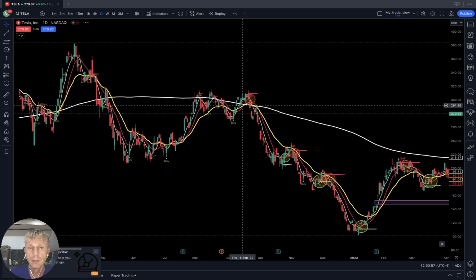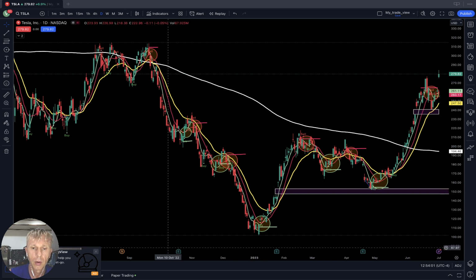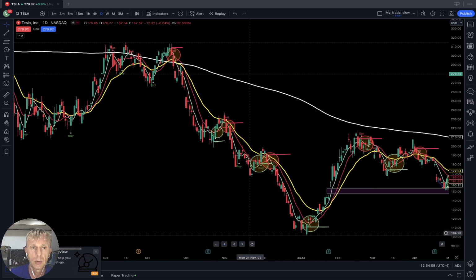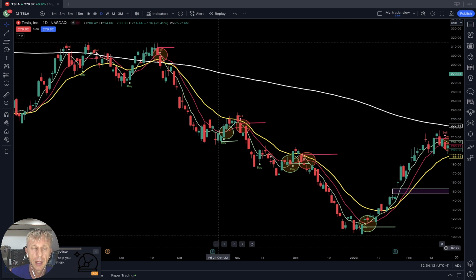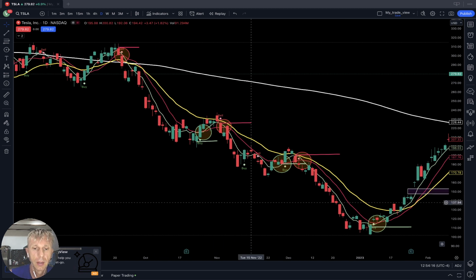Okay, let me maximize it and show you all the steps, all the rules, risk management rules, and how it works. Look at it. Let me show you. Okay, my simple trading style, how to use it. This is Tesla, remember, right?